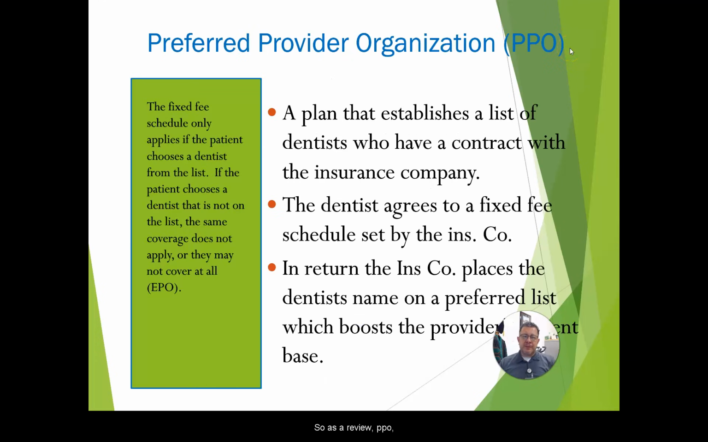Okay. So, as a review, PPO, Preferred Provider Organization, okay, usually associated as an indemnity, a plan that establishes a list of dentists, okay. It can also be RDHAPs who have a contract with the insurance company. Now, the dentist agrees to a fixed fee schedule set by the insurance company, and also RDHAPs can do this if they're in network, right?